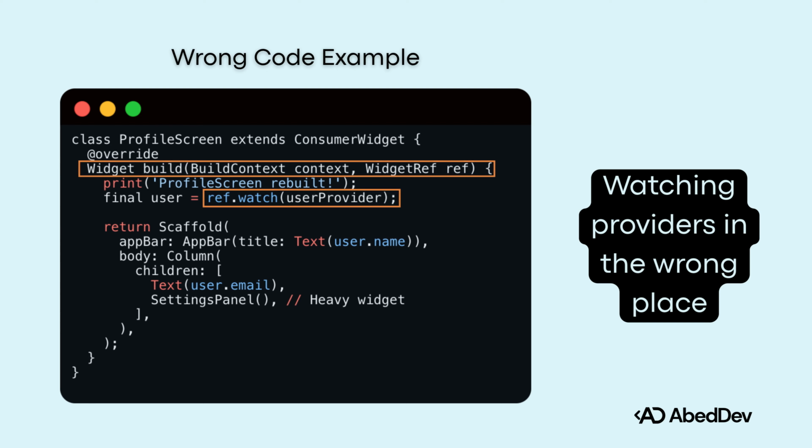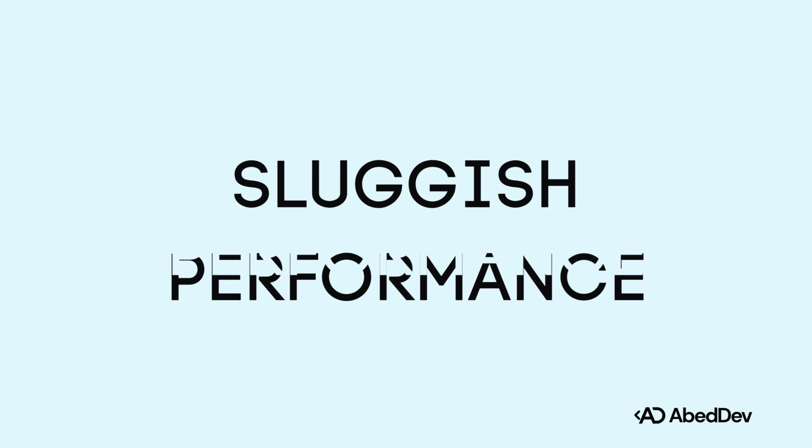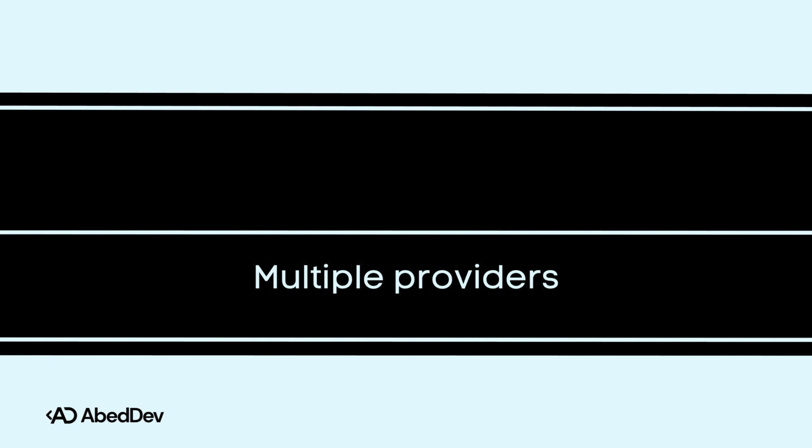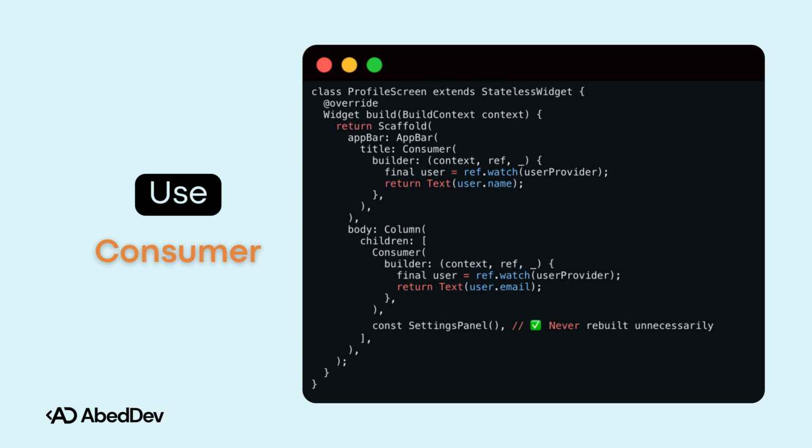But here's the issue. Every time the user changes, the entire profile screen rebuilds, including the settings panel, even if it doesn't depend on the user provider. This can cause unnecessary re-renders and sluggish performance. And the worst part, it gets worse when you have multiple providers being watched at the top level. So, what is the right way? The fix here is to just use Consumer or ref.listen. By moving ref.watch into Consumer widgets, only the part of the UI that depends on the provider will rebuild.